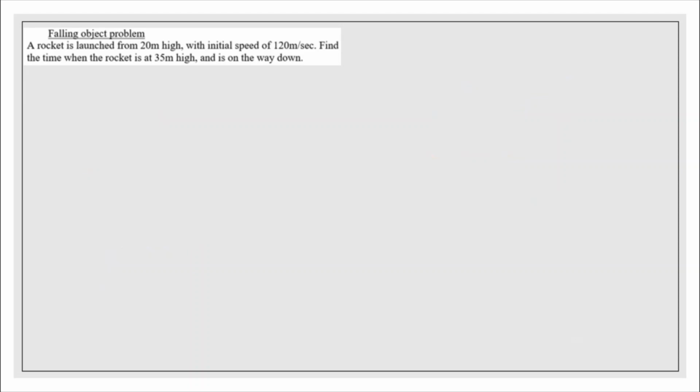So the second question we're going to discuss is a falling object problem. Here's the question. A rocket is launched from 20 meters high with an initial speed of 120 meters per second. Find the time when the rocket is at 35 meters high and is on its way down.